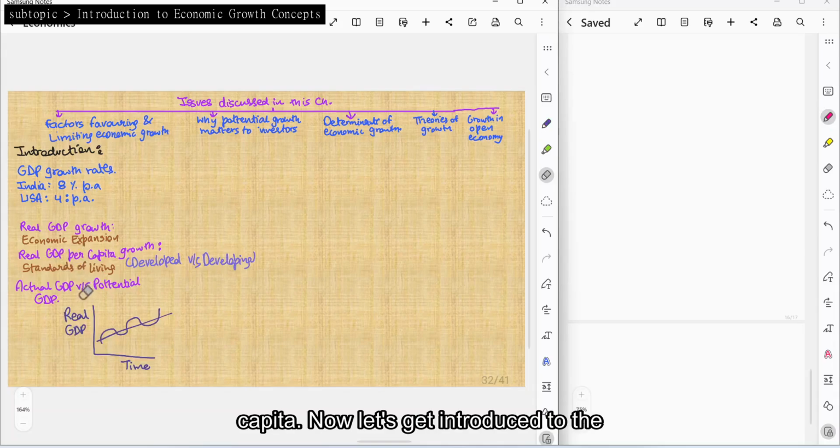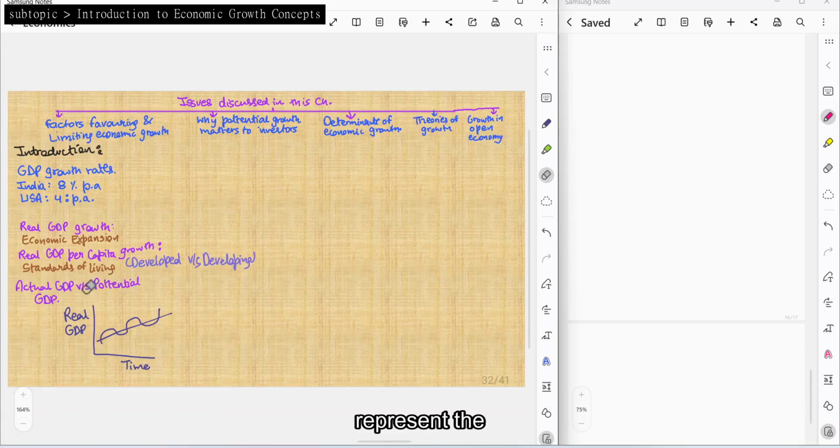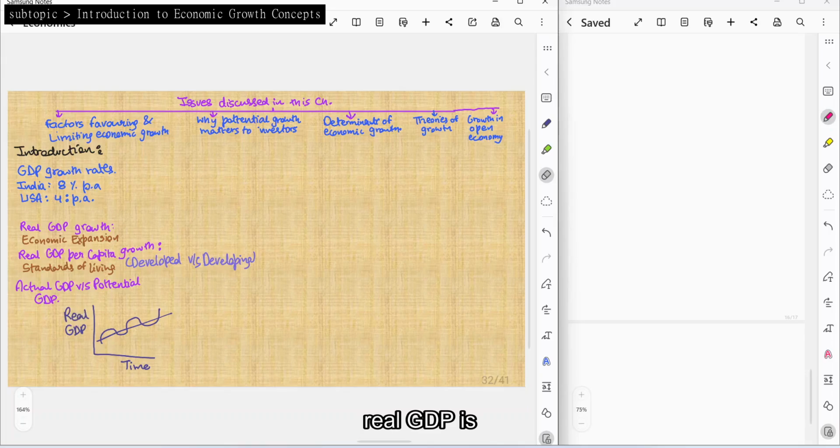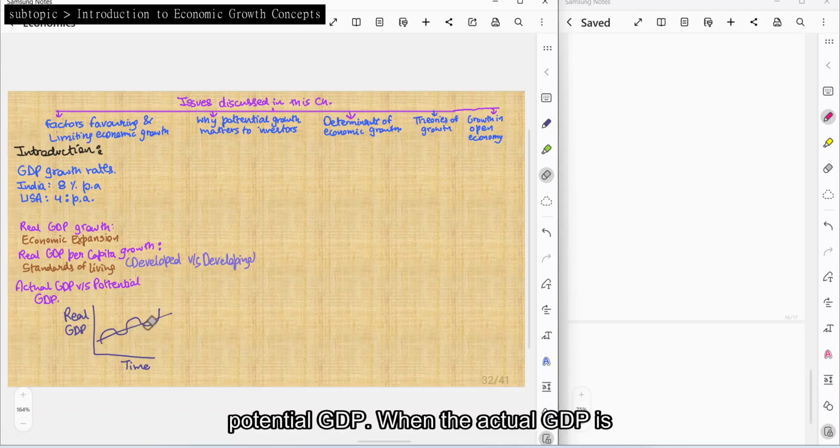Now let's get introduced to the concept of potential GDP. Potential GDP represents the maximum level of sustainable GDP of a country. The key word here is sustainable. So if we were to make a graph in which real GDP is measured across time, in this the curved line is the actual GDP which tends to move in cycles, and the linear line is potential GDP.